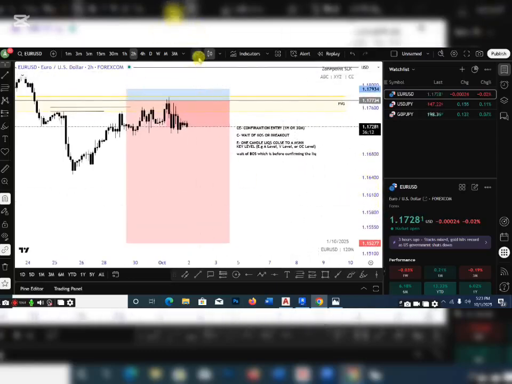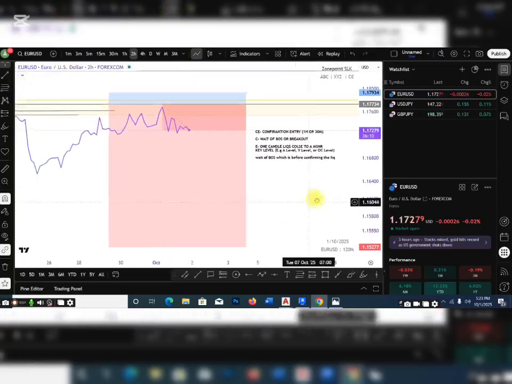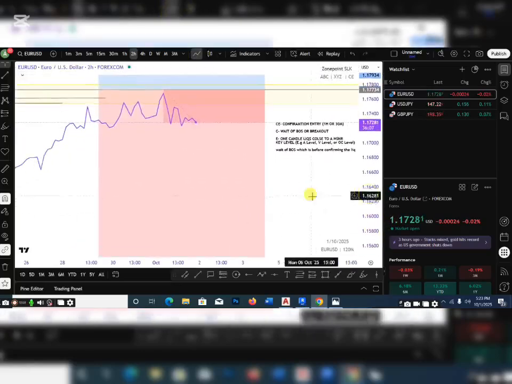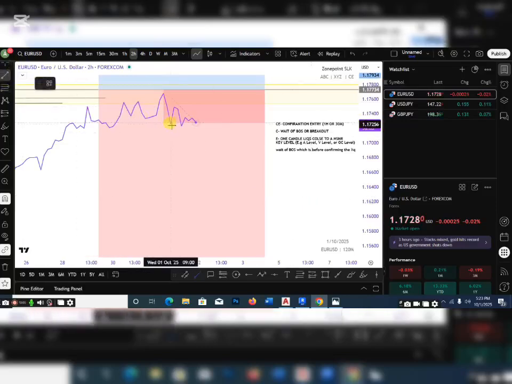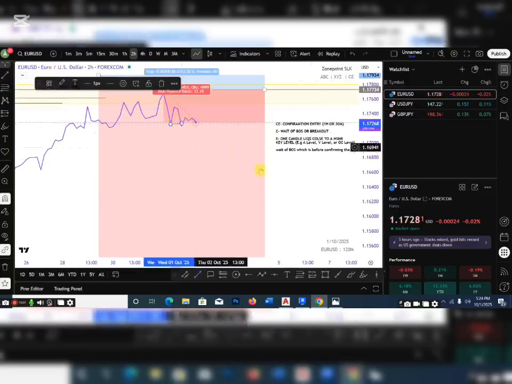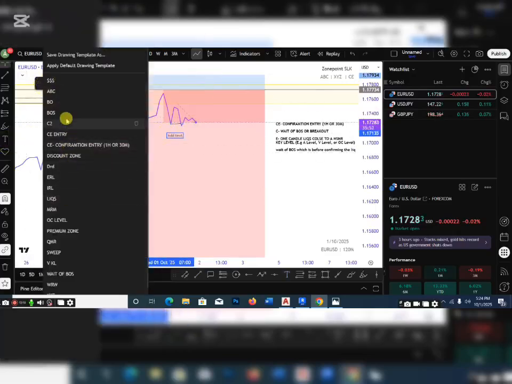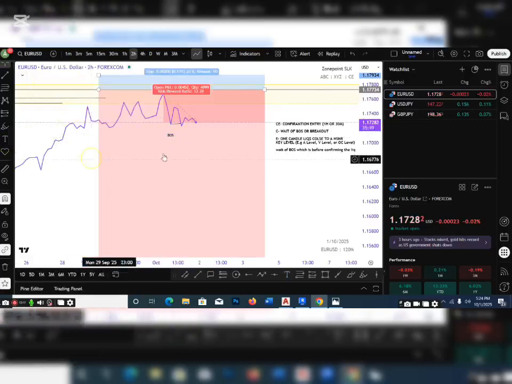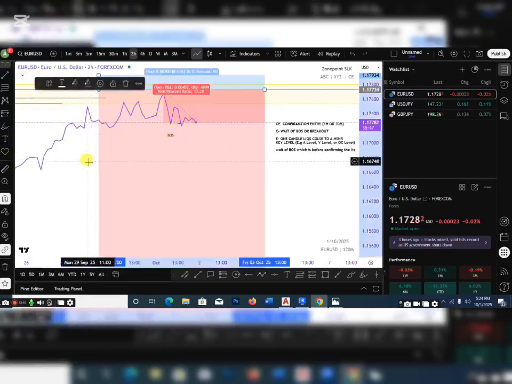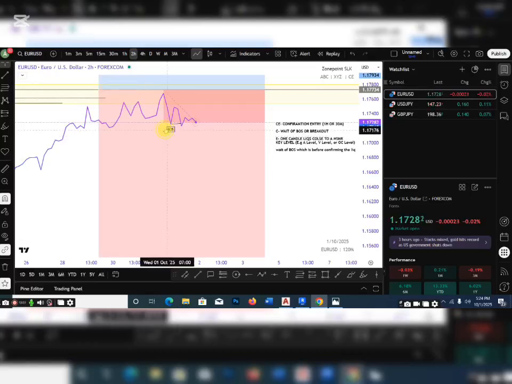So now we're changing this to line on 2 hours. Zoom in because we want to look for a confirmation entry. So now we have this break of structure clear here. It is very clear, very obvious, something we are seeing. Break of structure, right? BOS. We have this break of structure here.